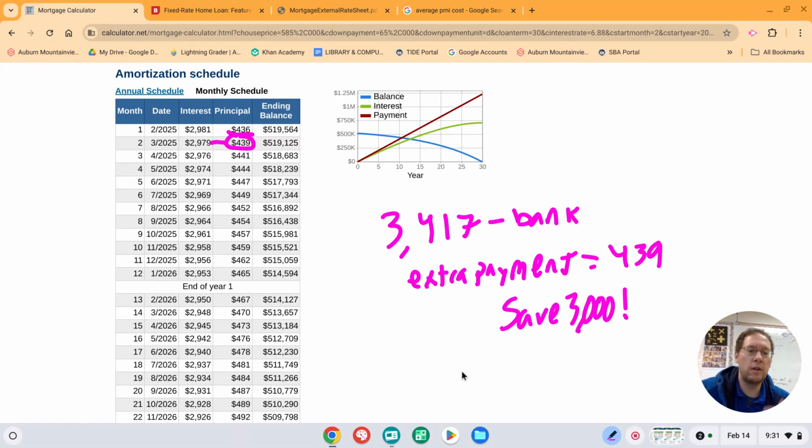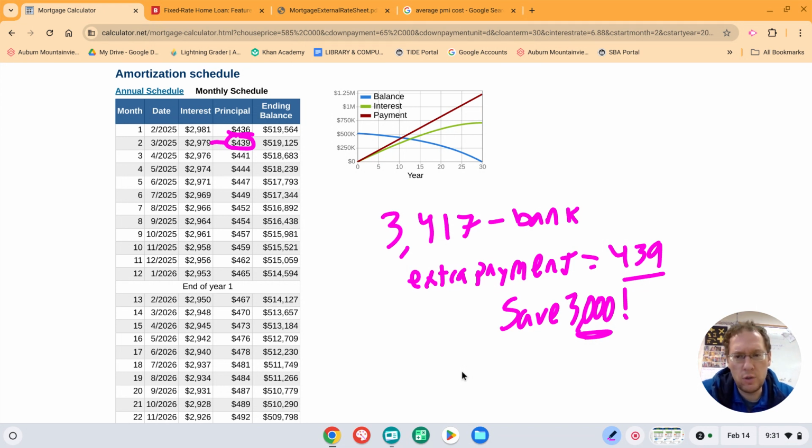Now again, how can you get an extra $400? I don't know. Maybe you and your spouse are both working, so you can pick up some extra hours somehow. But again, you've got 3,000 reasons to figure out how you can put $440 towards your loan. In addition to the interest savings, you also shave a month off of your loan. So your 30-year loan becomes a 29-year and 11-month loan.